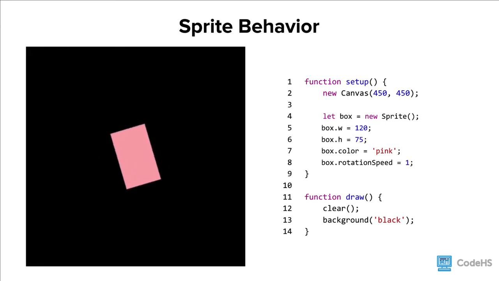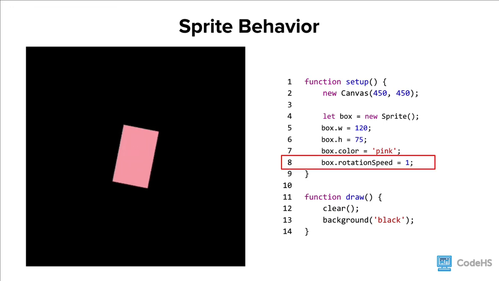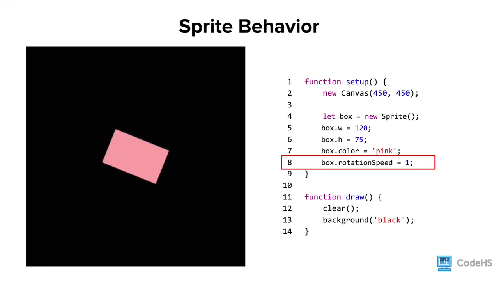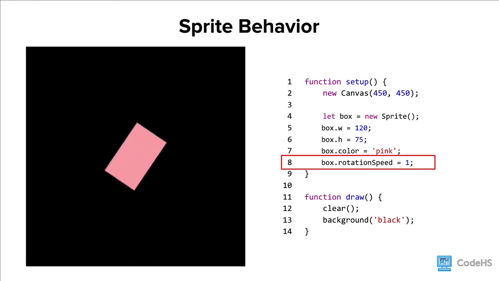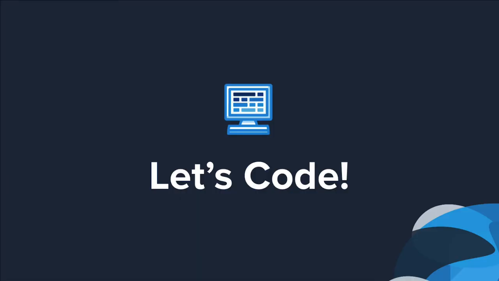Now some behavior has been added to the box properties in the setup function. The box now has a rotation speed of 1. Every time the draw function runs, it will rotate this sprite with a speed of 1. The greater the rotation speed value, the faster the sprite will rotate. Now let's create sprites and practice changing their properties.